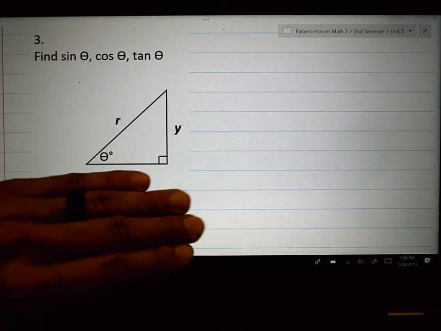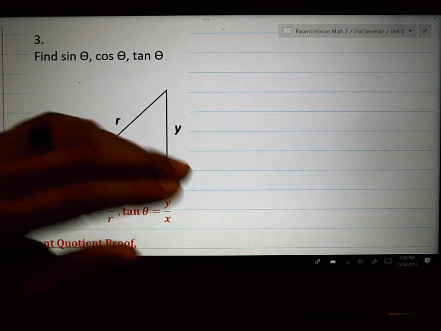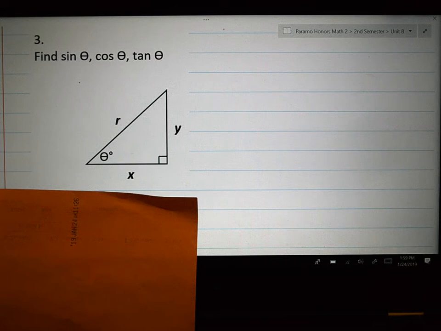Go. For this, I already have it written down right here. So for sine, I got y over r, cosine, I got x over r, and then tangent, I got y over x.